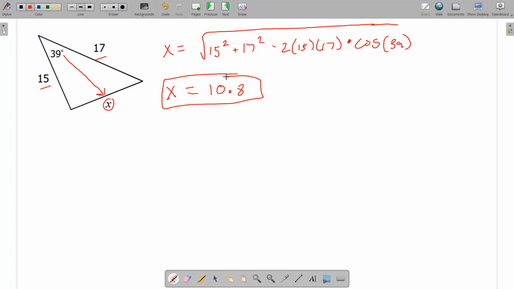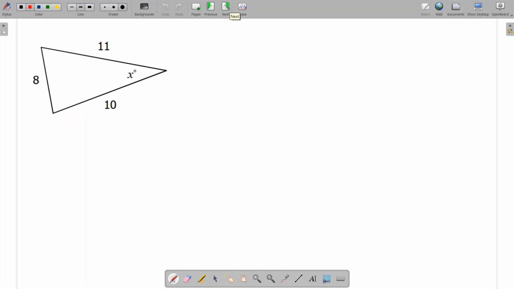So let's look at an example where we're finding a missing angle here. Like I said, this is going to be a little more straightforward than it was with the law of sines. This time we have side, side, side, and we're looking for angle x. The important thing to note here is that 8 is the side that is across from the angle we're looking for. So this time it's going to be a little bit different of a setup.